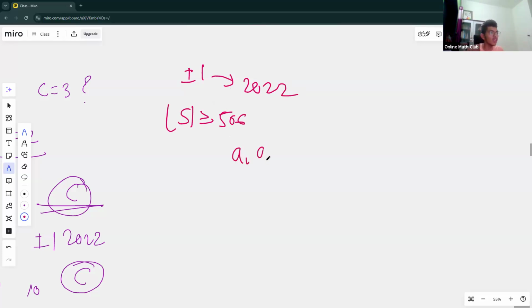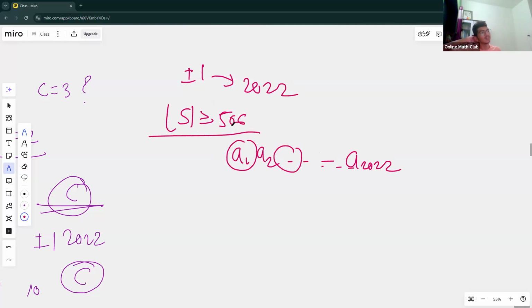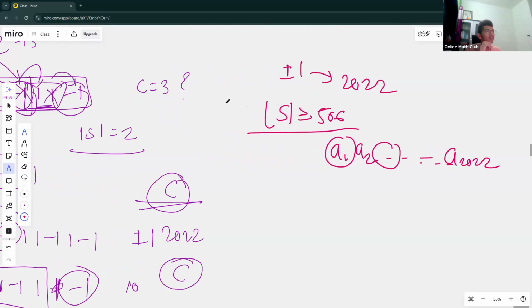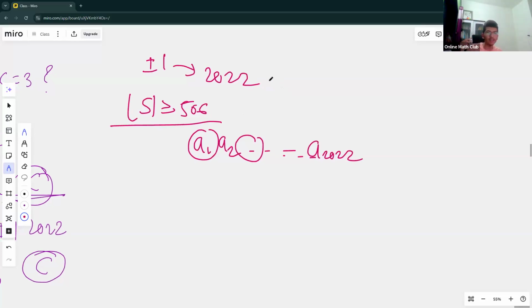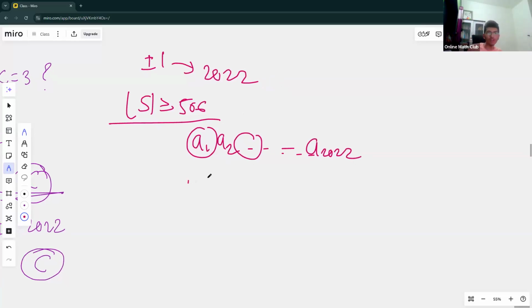So suppose there's A1, A2 till A2002, and you select some numbers like this, and the difference should be 2. And now how can you show this condition? So what can we proceed with? Okay, we have plus 1 and minus 1. So let's just assume first that we have more plus 1s than minus 1s. Then we will have at least 1011 plus ones.